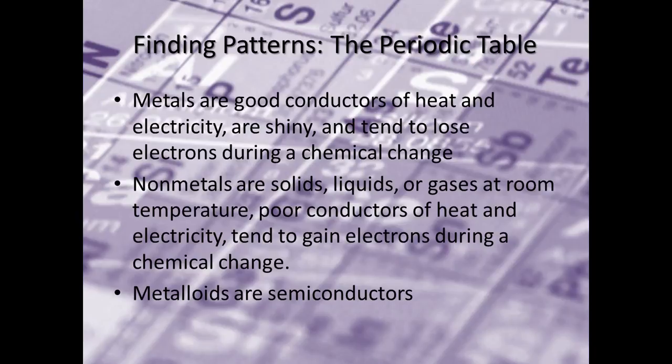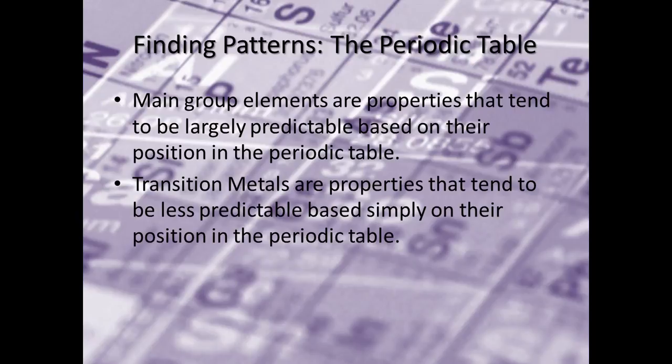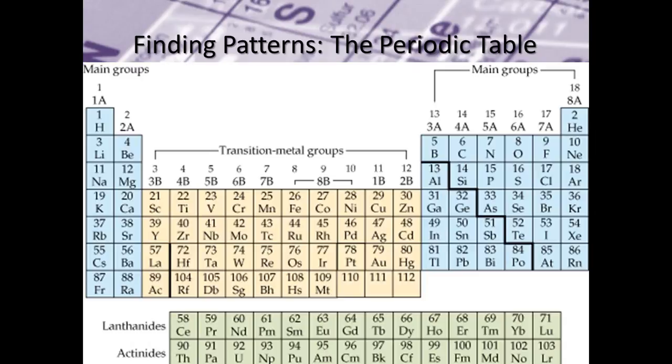Metals are good conductors of heat and electricity. They are shiny and tend to lose electrons during a chemical change. Nonmetals are solids, liquids, or gases at room temperature, poor conductors of heat and electricity, and tend to gain electrons during a chemical change. Metalloids are semiconductors. Main group elements have properties that tend to be largely predictable based on their position in the periodic table. Transition metals have properties that tend to be less predictable based simply on the position in the periodic table.